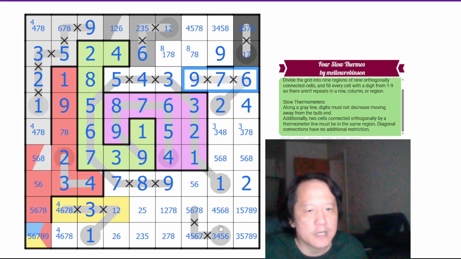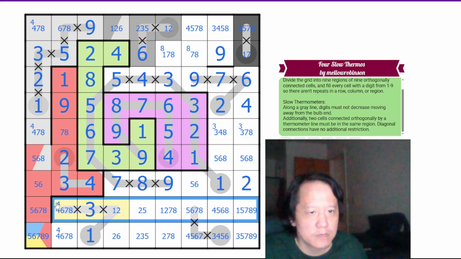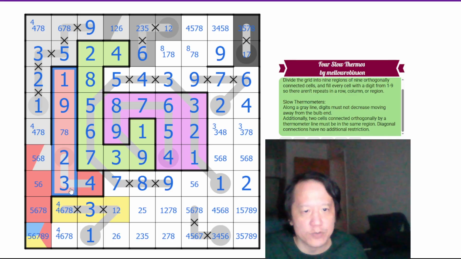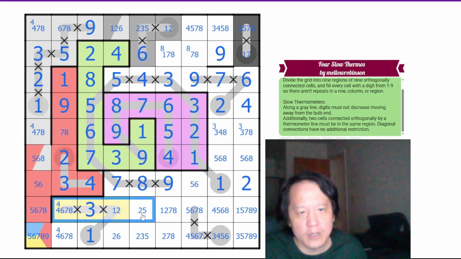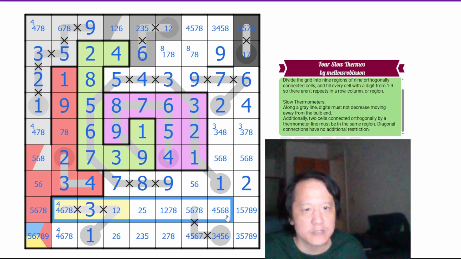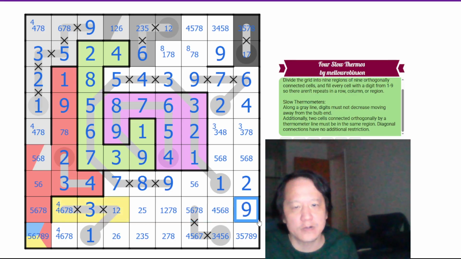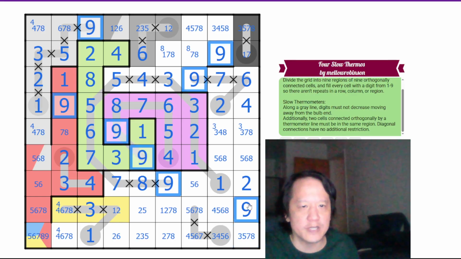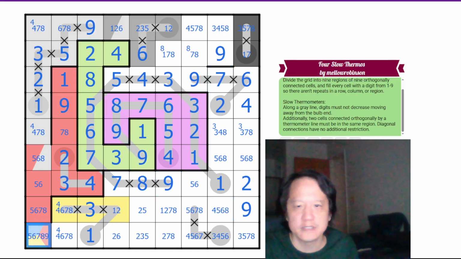Where is the 9 in row 8? It cannot be here because of the 9 in the region. It can't be any of these cells because of 9s in the column, so 9 has to be here. Which means this can't be 9 here. That should give us 8 9s: 1, 2, 3, 4, 5, 6, 7, 8. And we know where the last 9 has to be. It has to be there, which cannot be red because then that would be a duplicate in this column.